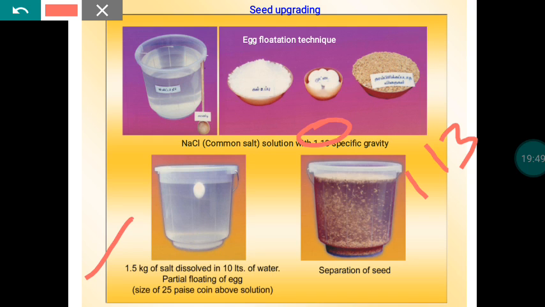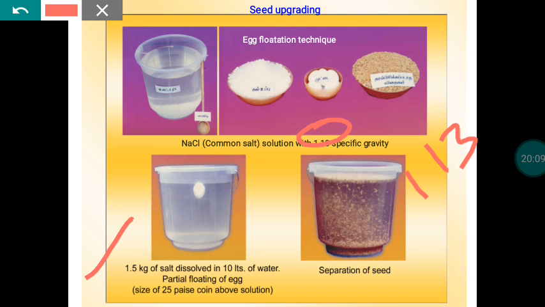But here in the lab, we have a checking facility. Some instruments are available, with the help of which we can check whether that particular water attains the specific gravity of 1.13. But from the farmer's point of view, not all farmers can purchase specific gravity checking instruments for water.